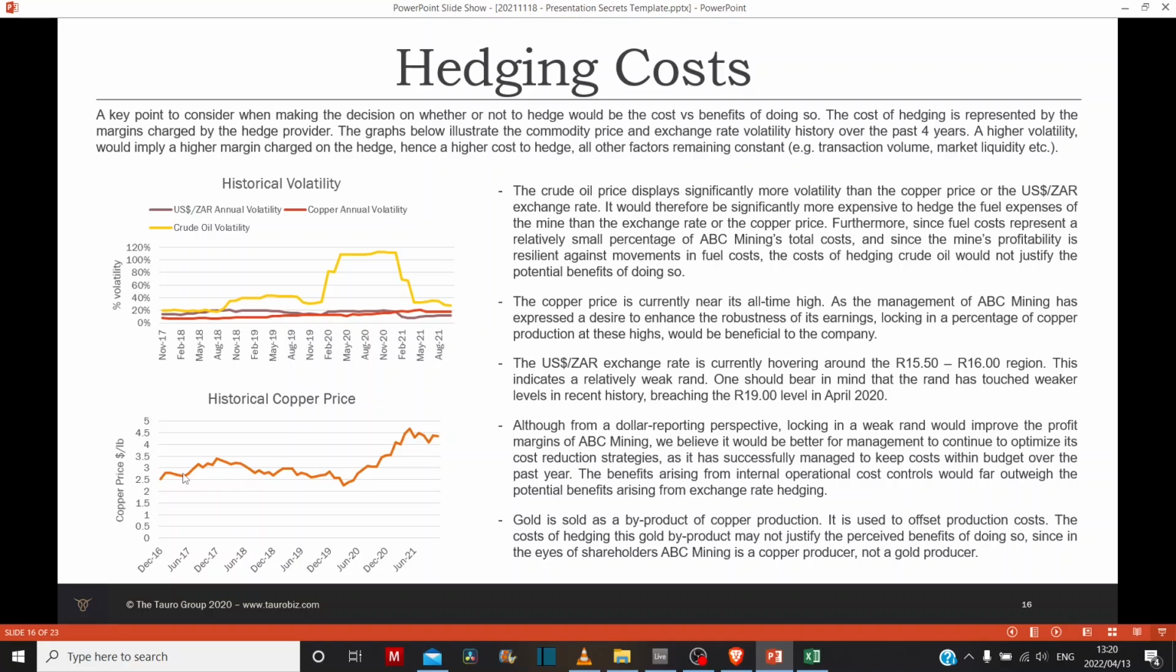So if we also look at what the historical copper price has been, we can see that copper is near record highs. So we'd want to lock this in because at this point, the company is doing very well with these levels of profitability. So for this reason, we have focused the remainder of our presentation on copper hedging. Hedging copper would produce the highest benefit to the company at relatively lowest cost.